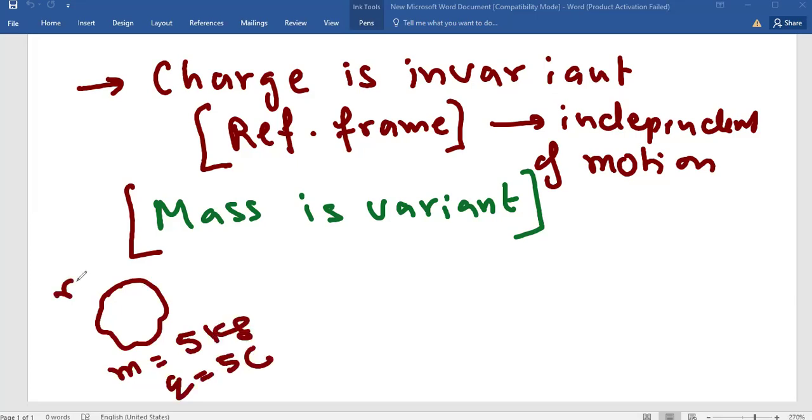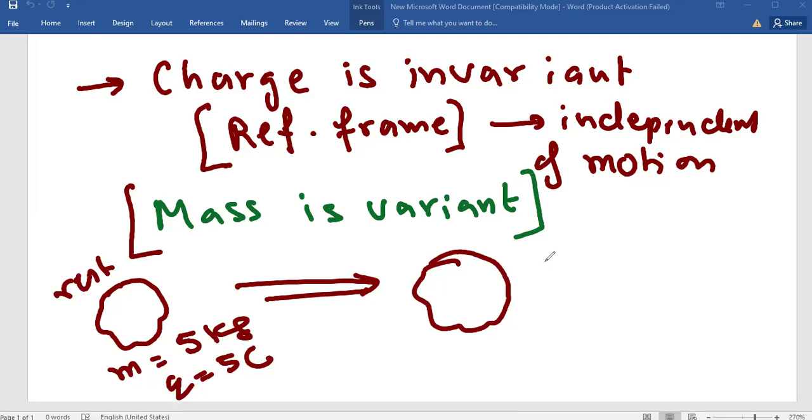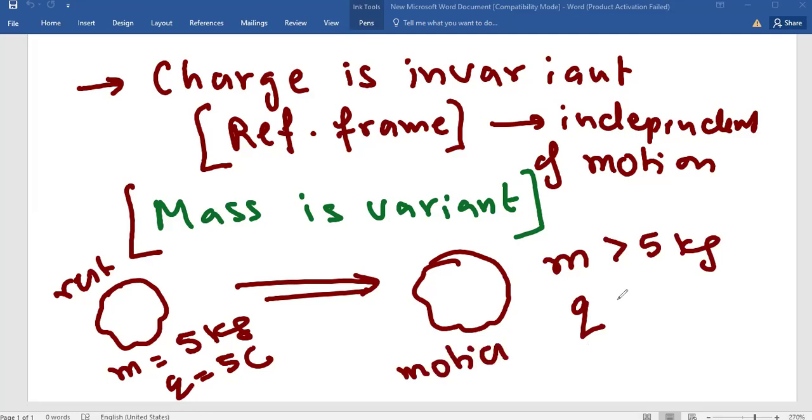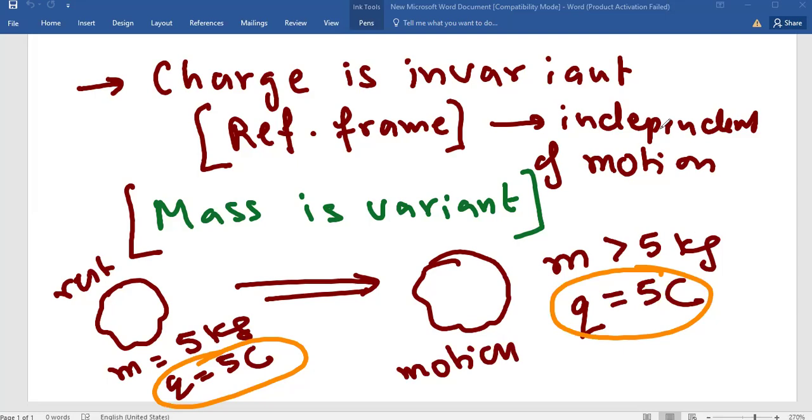Initially it was at rest. Now it starts moving. During the motion, if we calculate the mass and the charge, interestingly, we will get that mass is more than 5 kg, whereas charge will remain the same, because charge does not depend on motion. Is it okay?